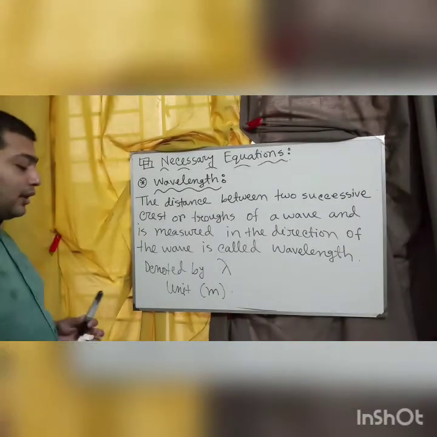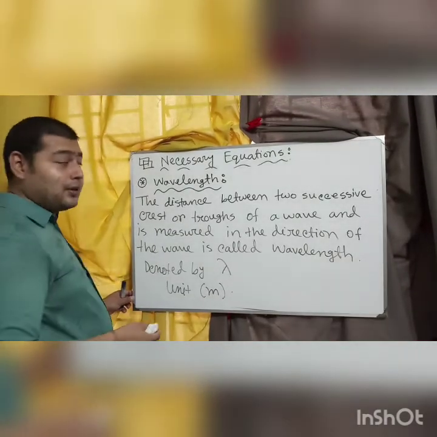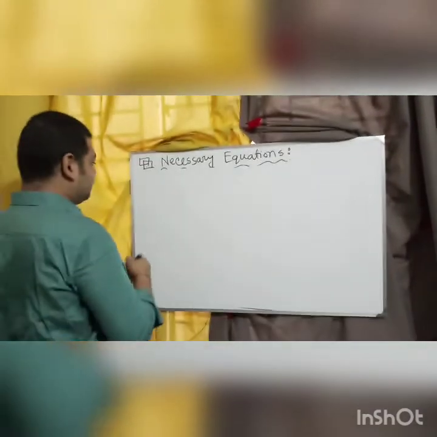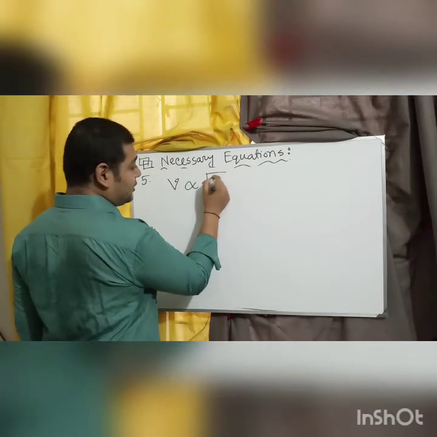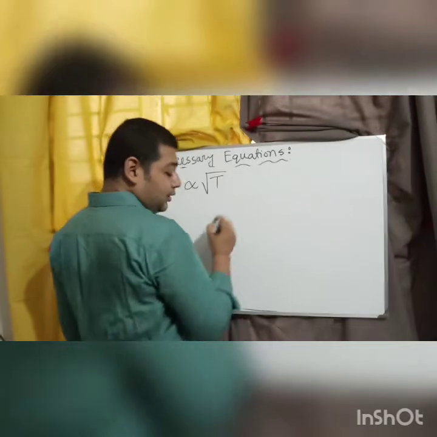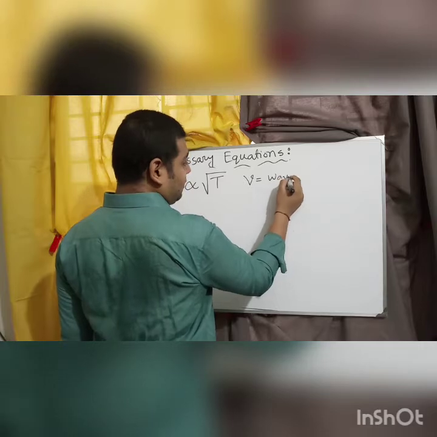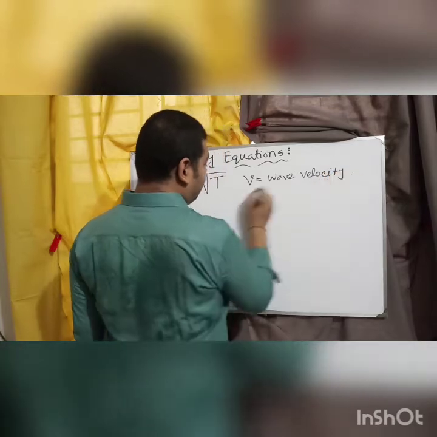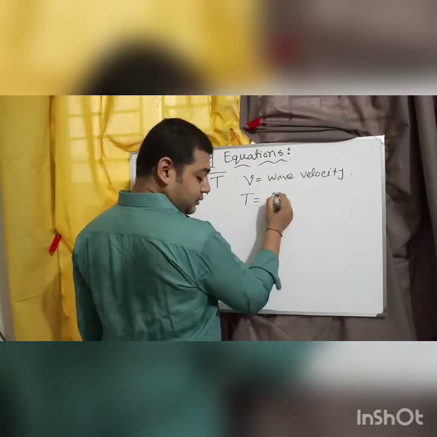Now equation number 5 is also a very important equation. Equation number 5 is v is proportional to the square root of T. Here v is wave velocity, and here T is the absolute temperature.